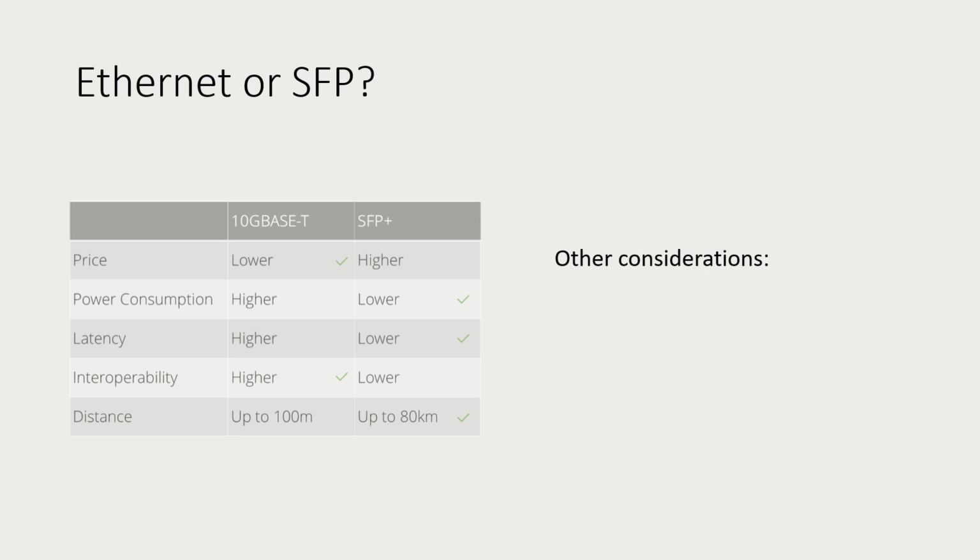Well, from this table, you can see the key aspects. You might be familiar with this. Price and interoperability with your existing system: 10 gig BASE-T or Ethernet is the winner.